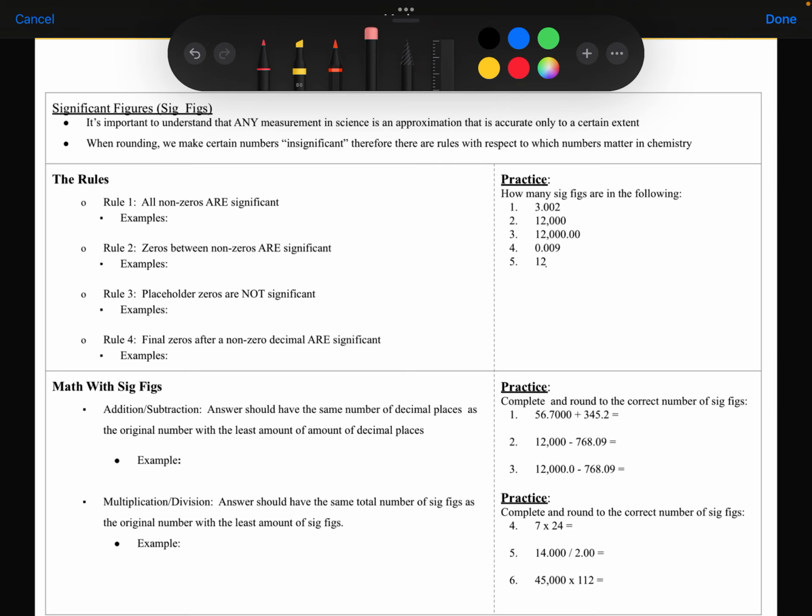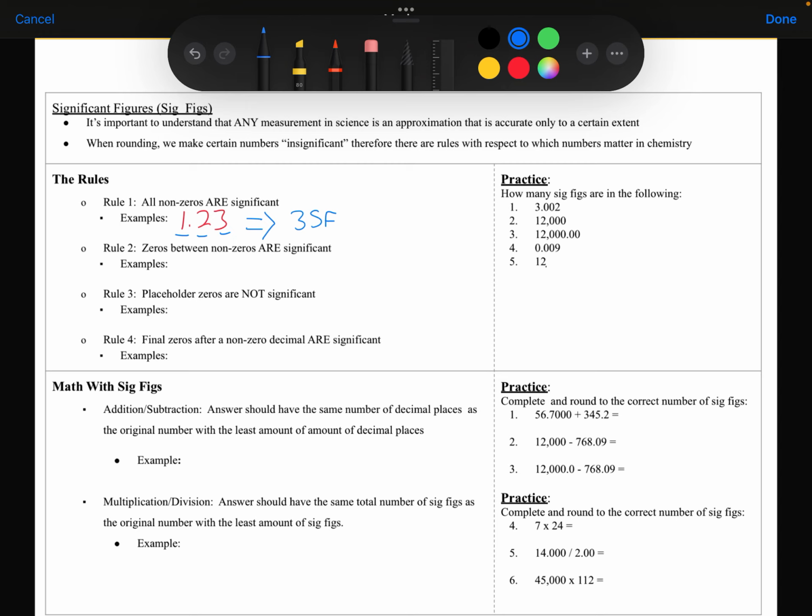Rule number one is that all non-zero digits are considered significant. So if I'm looking at the number 1.23, for example, that number has 3 total digits in there, 1, 2, and 3. None of those digits are the number 0, and so all 3 of those digits are considered significant. So we would say that this number has 3 significant figures in it.